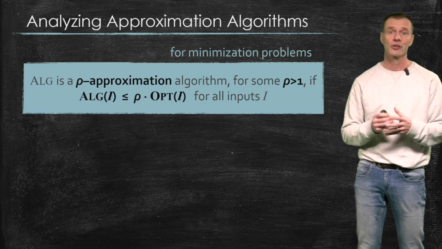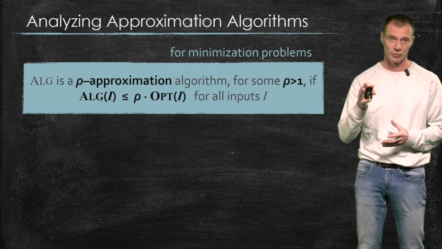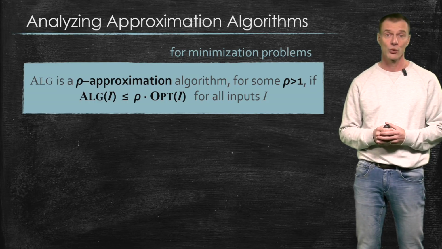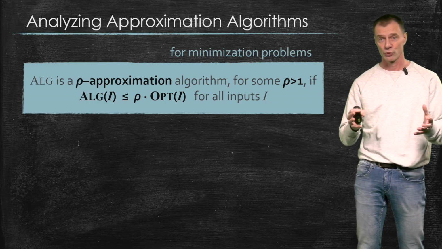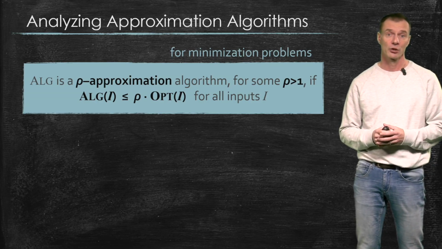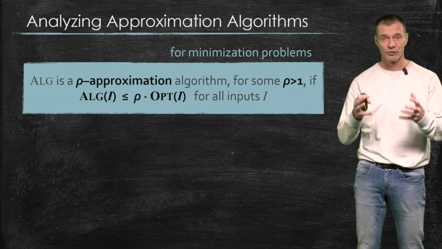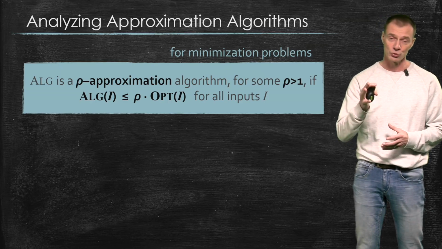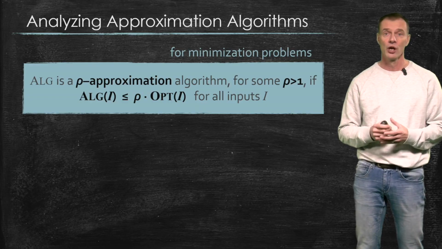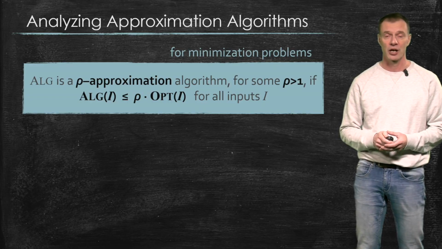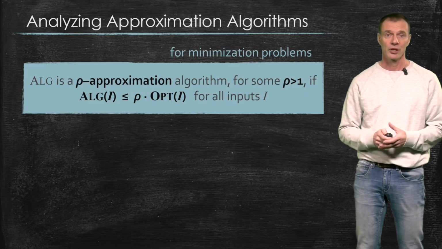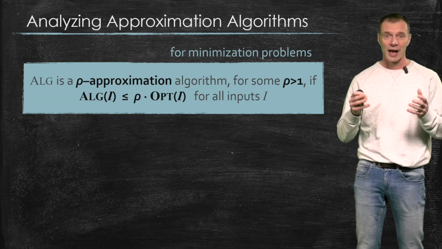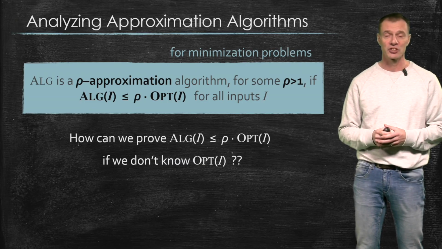An algorithm for an optimization problem, for a minimization problem, is a rho-approximation algorithm, where rho is some value greater than 1, if the value of the solution that our algorithm computes is at most rho times the optimal value for any possible instance I. Okay, and the big question is, how can we actually prove that this is the case?